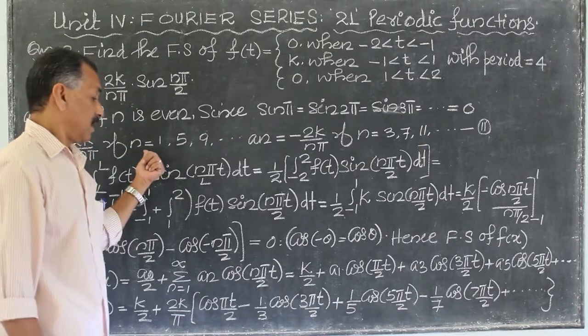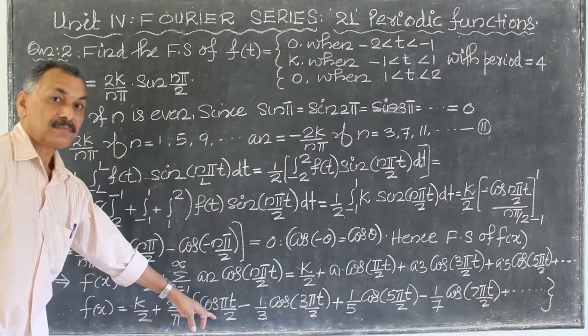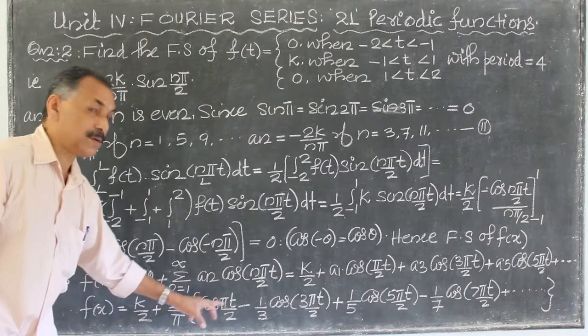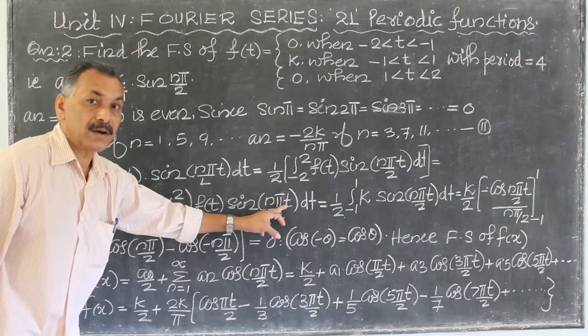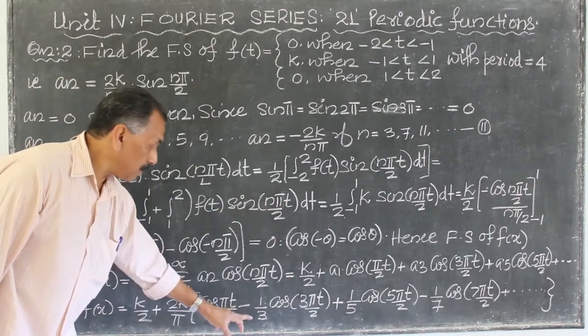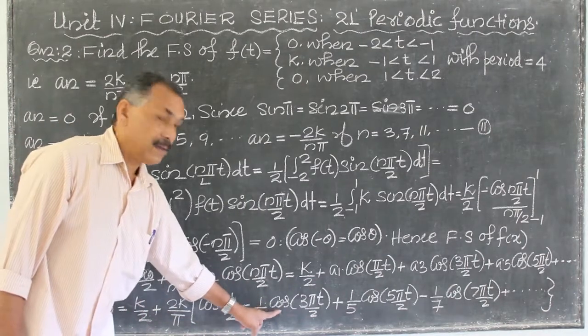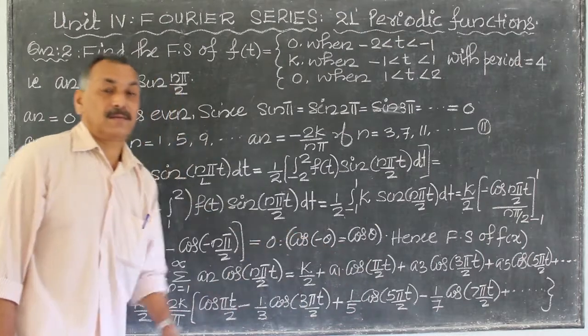The value of a1 is 2k by pi, so 2k by pi into cos of n equal to 1, cos pi by 2 t. Similarly, the terms a3, a5, etc.